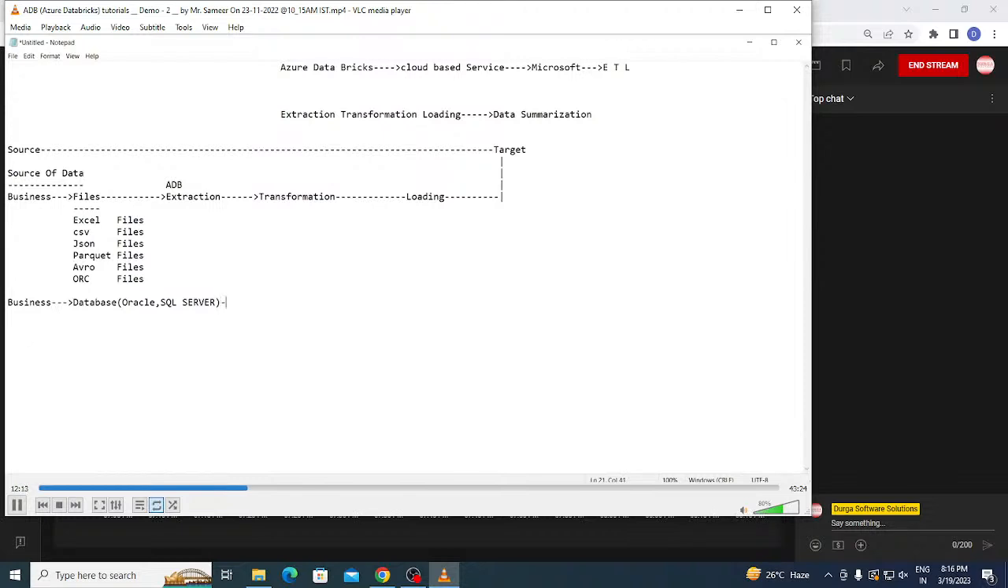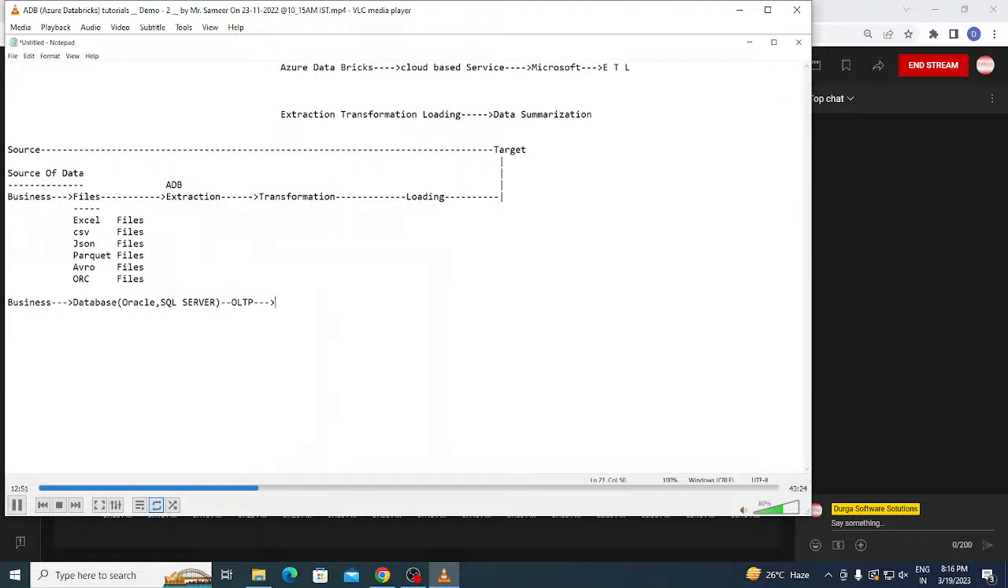This kind of database, can you see here? When you receive the data from this kind of database, we can say that we have received the data from an OLTP system. What do you mean by OLTP? OLTP stands for online transaction process. That is called an OLTP system. You will receive the data from the OLTP system.